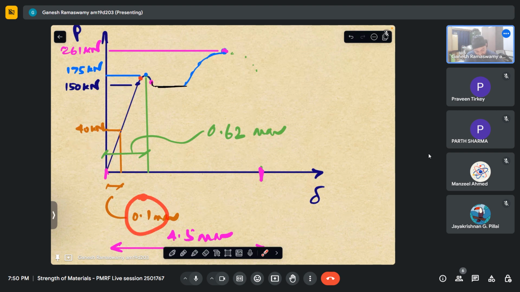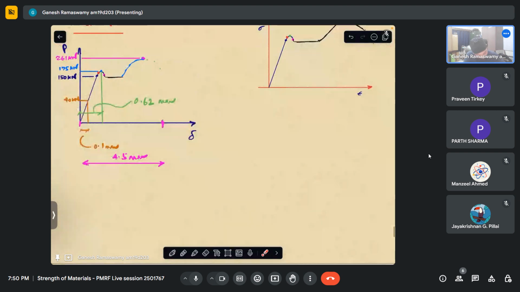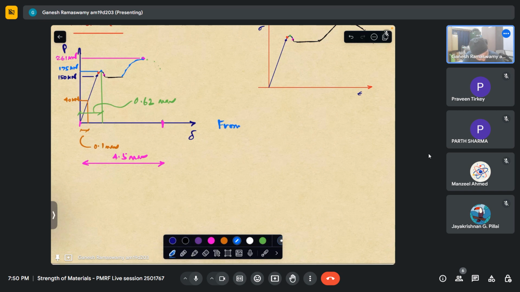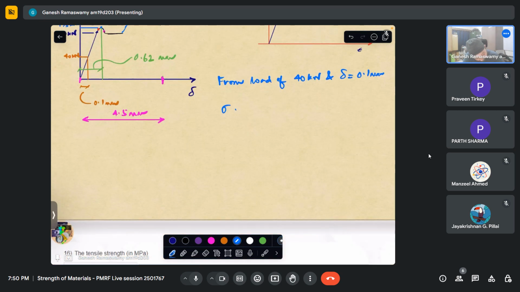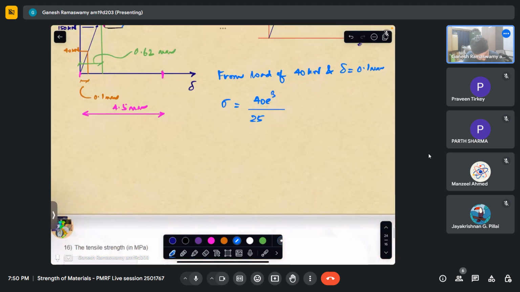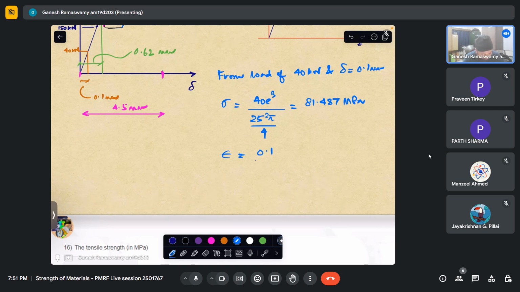So from here, we can calculate from a load of 40 kilonewton and displacement of 0.1 mm. We know that stress is nothing but load by area. I think the diameter is 25, so it is 25 squared pi by 4. My stress comes out to be 40 E3 by 25 squared pi by 4, which is 81.487 MPa. My strain is 0.1 mm by gauge length of 250 mm, 0.1 by 250 into 10 power 6, which is 400 microstrain.